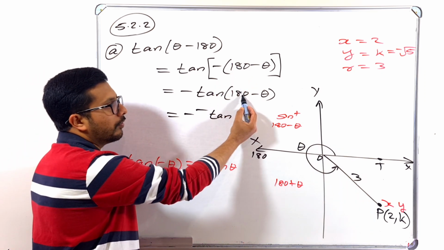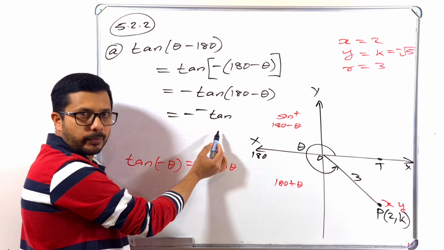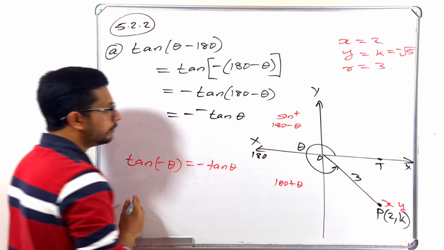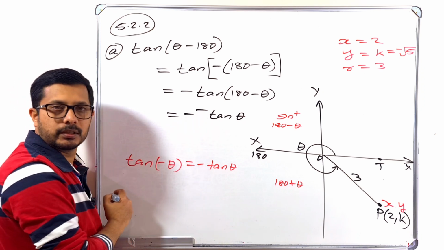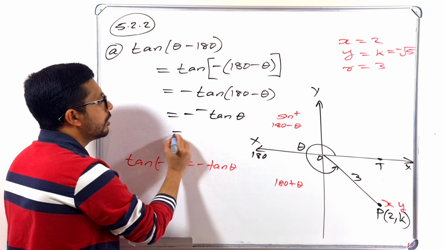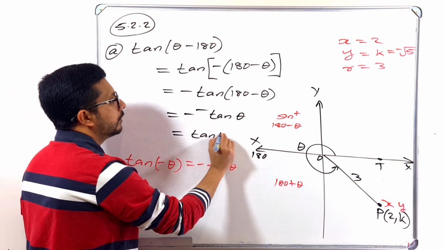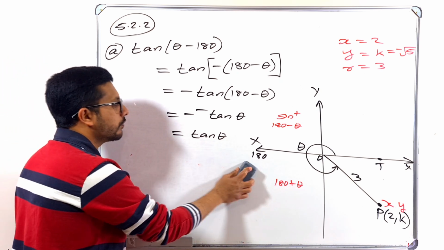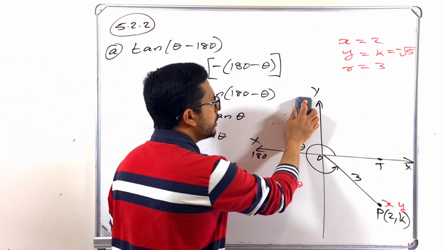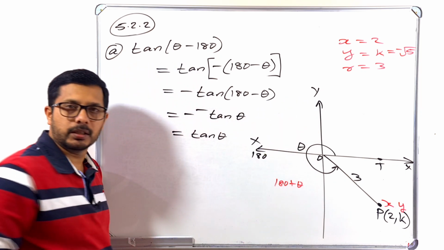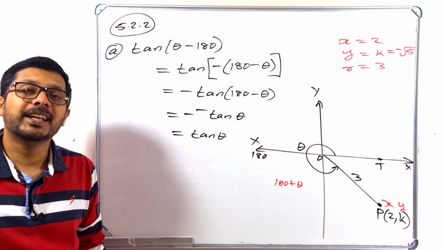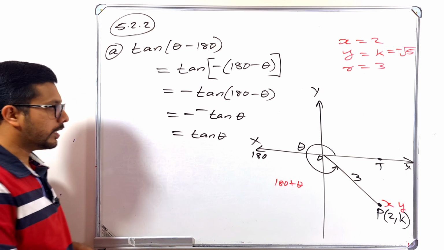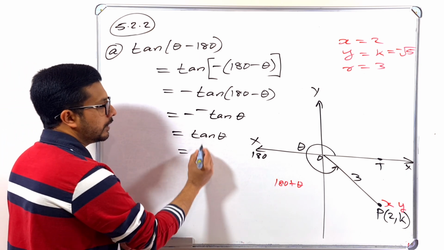But here it is 180, so you have to write the same trigonometry here. Minus tan theta. So what is minus minus? That is positive. So it is positive tan theta. Now tell me, what is tan in terms of x, y and r? Tan means opposite side by adjacent side. Am I right? Okay.